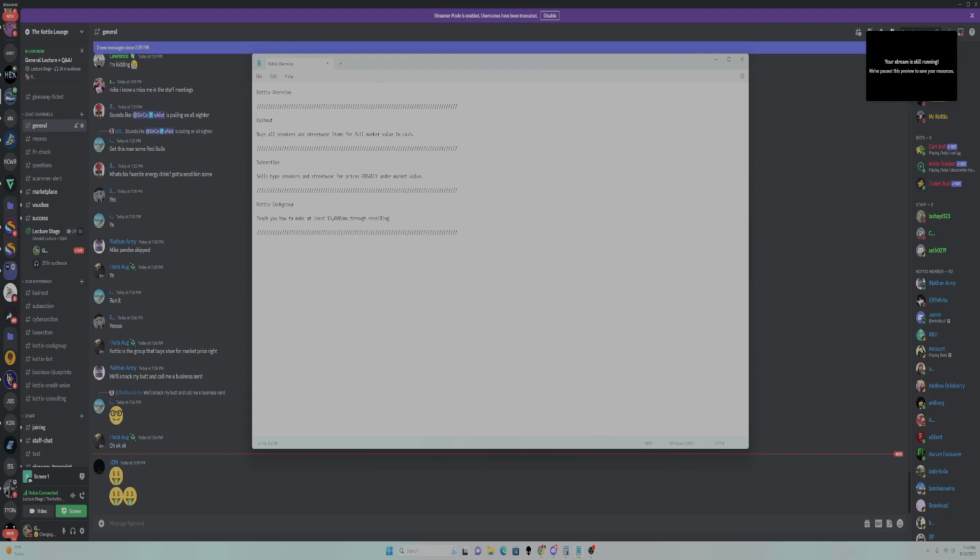So these are the three core value propositions of Kottio. We are going to teach you how to make at a minimum $5,000 a month through reselling. We can sell you hype sneakers and streetwear for greatly under market value, and we'll also buy your sneakers and streetwear for full market value. So these are three separate groups, but they're all under one umbrella, which is Kottio. Does this make sense so far?